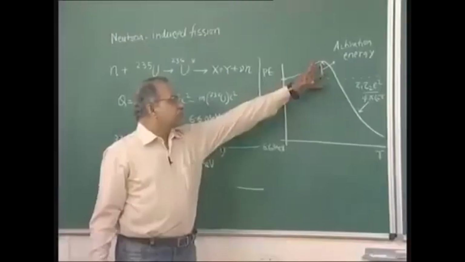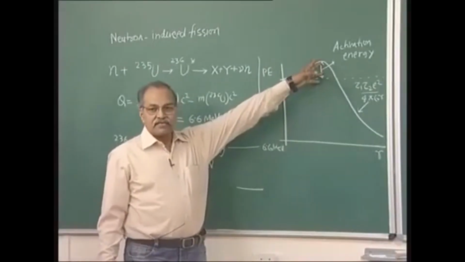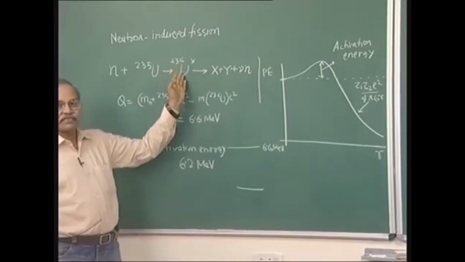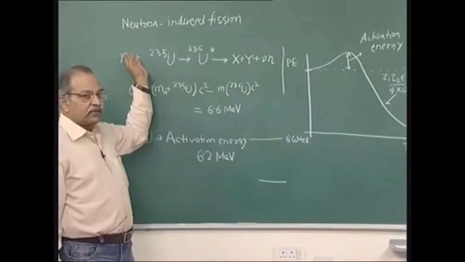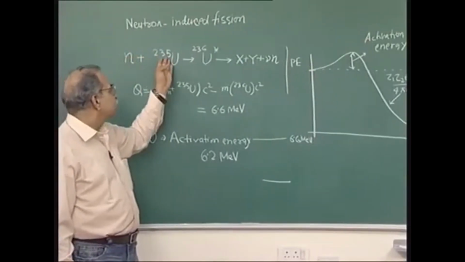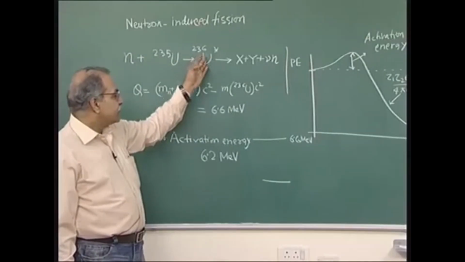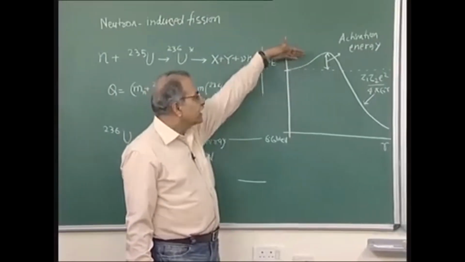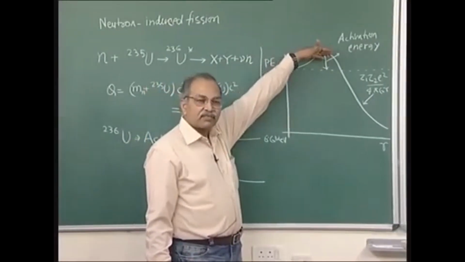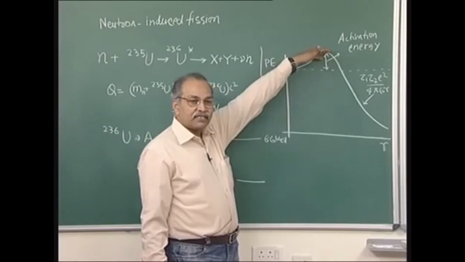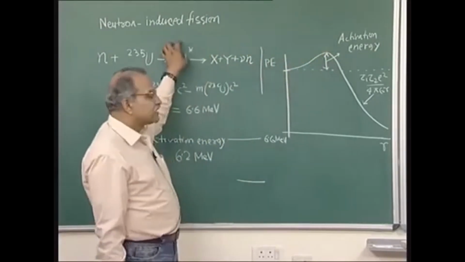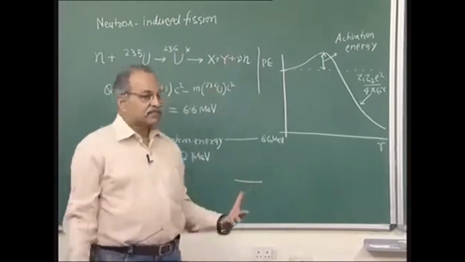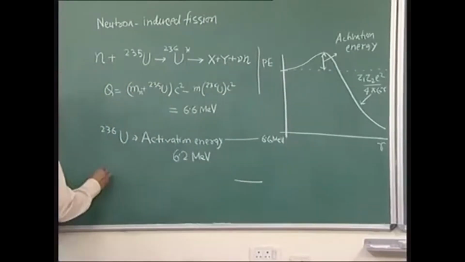So, this activation energy is 6.2 MeV, and the uranium-236 that is created in this reaction by absorption of a neutron in uranium-235 is created at 6.6 MeV. So, it is created at a higher energy than the highest point of this potential energy function, and therefore for this nucleus there is no barrier for fission, and so it can readily fission. Such materials are called fissile materials.